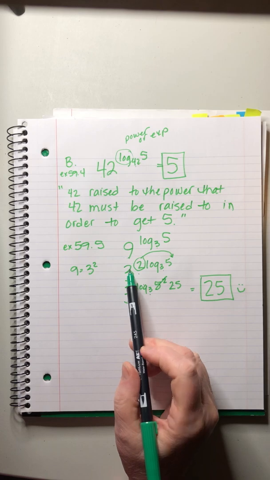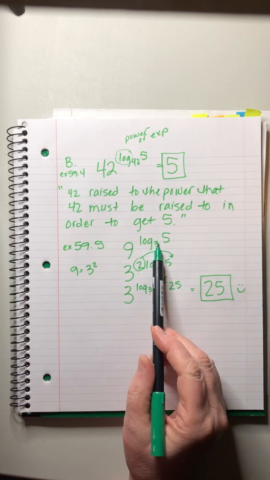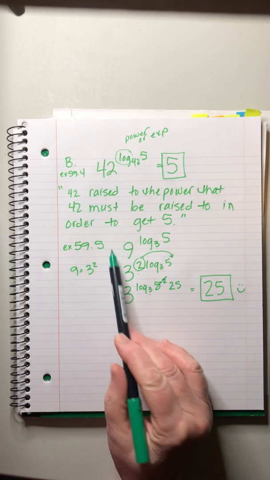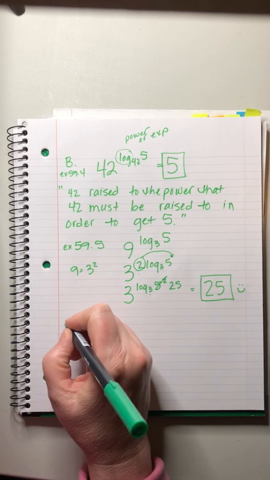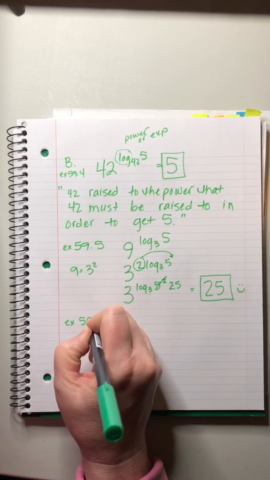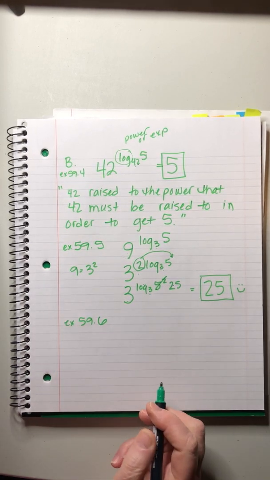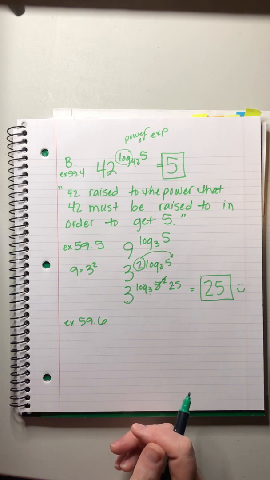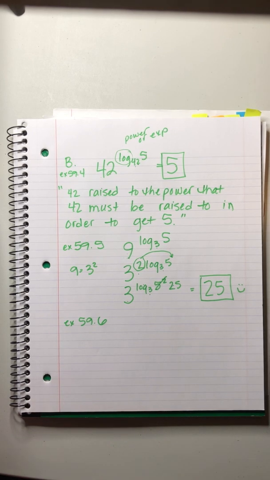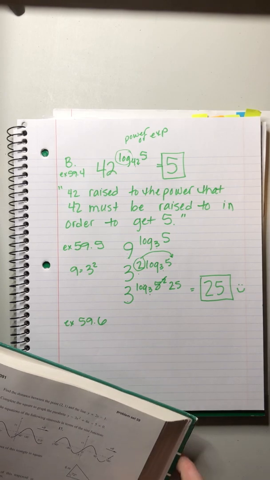This one, the trick was to recognize that the base in this didn't match the base here, so we had to fix that. Let's try another one. How many are there? I think there's a couple more after this. Yeah, there's a total of 9, but there's not a lot of work to them. We're just learning the tricks. 59.6.